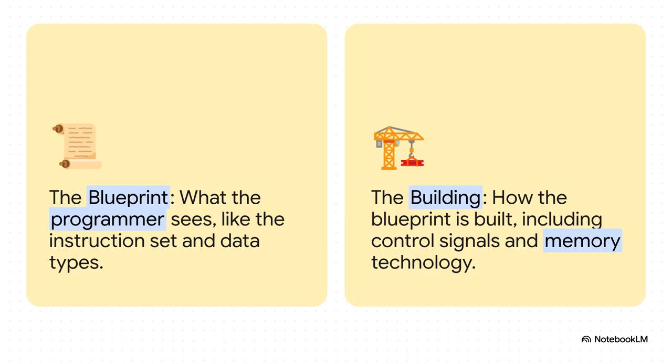So think of the architecture as the blueprint. It's what a programmer actually sees and interacts with. The instruction set, what kind of data it understands, it's all about the what the computer does. Organization, though, that's the actual building. It's all the nitty-gritty hardware details that make it work. Stuff that's totally invisible to the programmer, like control signals or what kind of memory chips are being used. It's the how the blueprint gets brought to life.